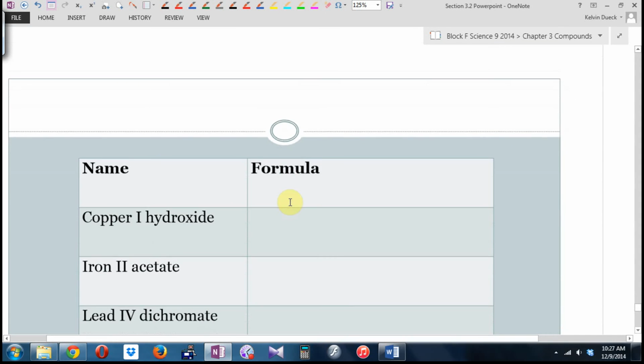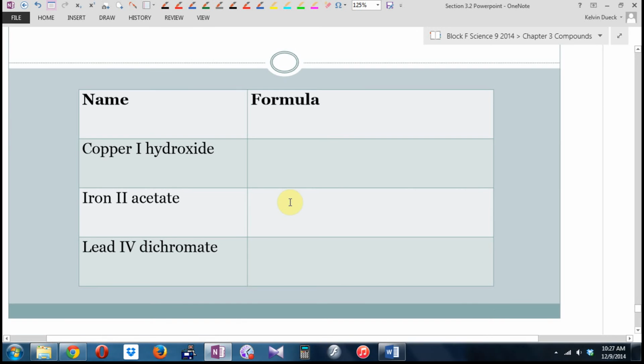If I was mean, I'd give you multivalent. So you ready? Copper, multivalent. What charge am I going to use? How do I know they want me to use a copper charge of 1? Because it's the Roman numeral. So I'm going to write Cu. Copper? I don't know. Look at it on the periodic table and tell me.